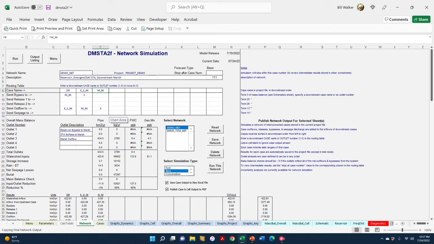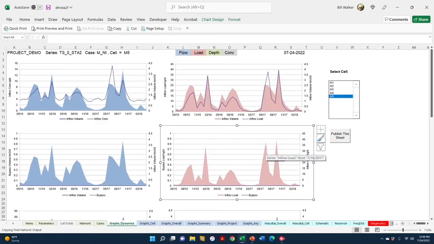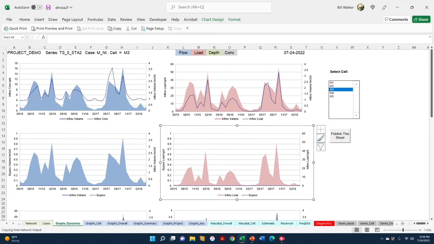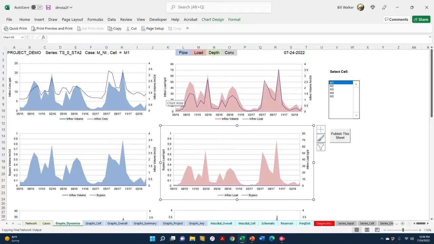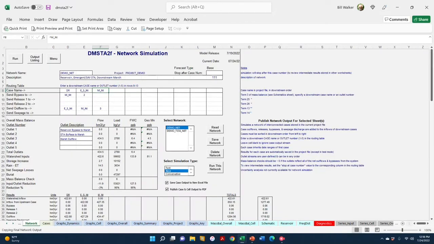So what we're seeing coming out of the marsh, 6, accounts for all the flow and load. And one limitation when you run a network is that only the last case that you're running is currently loaded in a spreadsheet. So when you try to graph anything, we're only looking at marsh cells downstream. You can't get at the reservoir output.